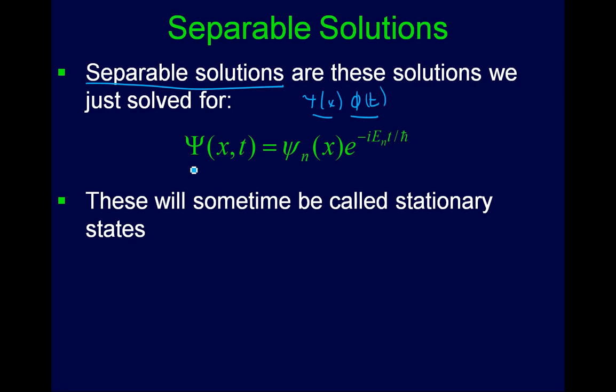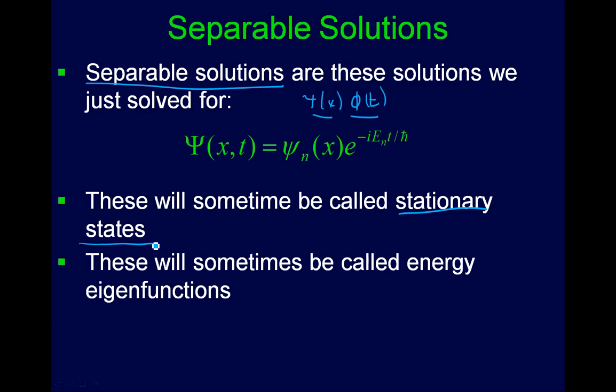Now, two things we're going to find out next: if you're in one of these states, so this wave function can represent the state of our quanton, nothing's going to change. If you're in one of these particular separable solutions, we sometimes call it a stationary state, because nothing changes. You'll see that expectation values and such will remain the same. Another thing we just talked about is that these states have a definite energy, and so we also call these states the energy eigenfunctions.